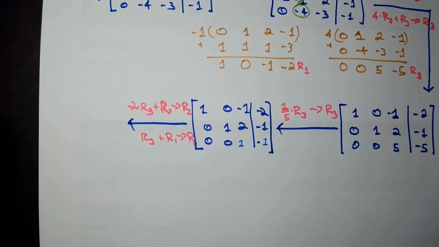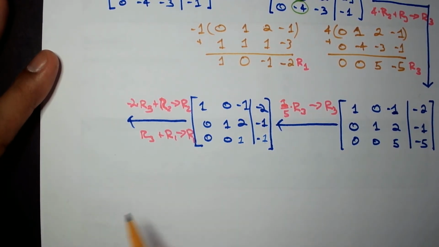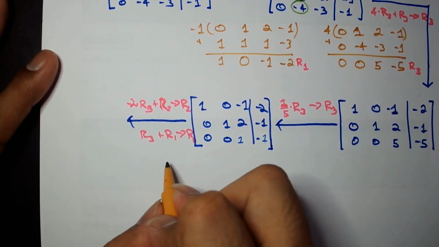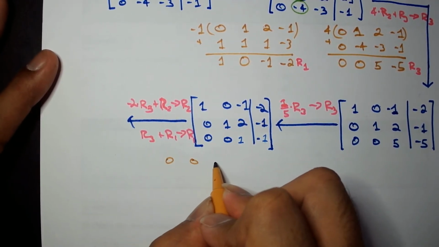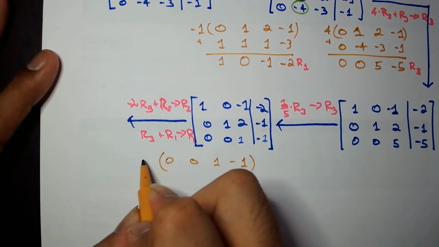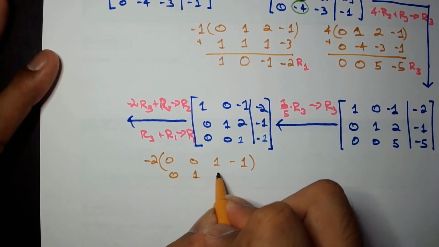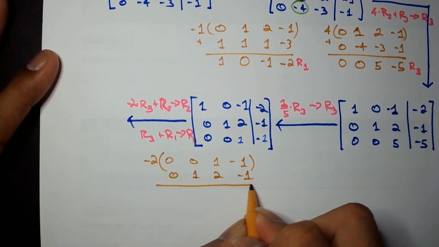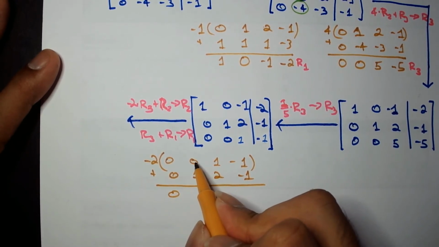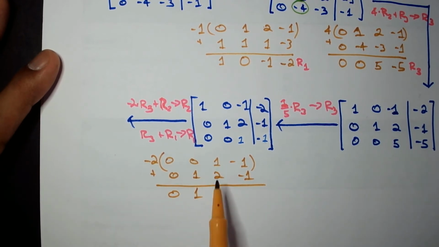Okay, I'm gonna do it again, doing the operations not in our heads, but actually writing them the same way I did it here. So I'm gonna write the third row, which is 0, 0, 1, -1, multiply that by -2, and add it to the second row, 0, 1, 2, -1. Okay, -2 times 0 plus 0, it's also 0. -2 times 0 is 0 plus 1 is 1.